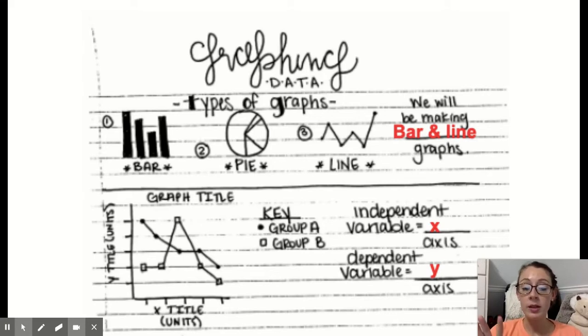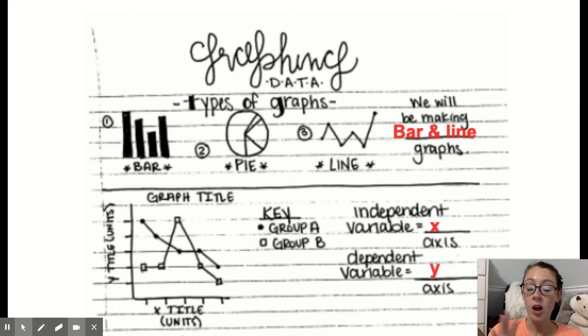But both of them contain 2 sets of data. All right, so you're using those to compare the data. So no matter what type of graph it is, you're going to need some information on it. You're first going to need a graph title. So your graph title usually represents what the entire graph is showing you. And then you're also going to have axis titles. So you'll have a title for your x-axis and a title for your y-axis.